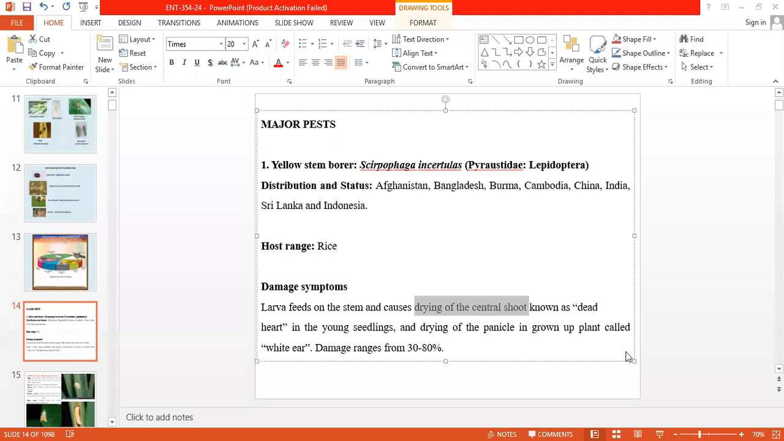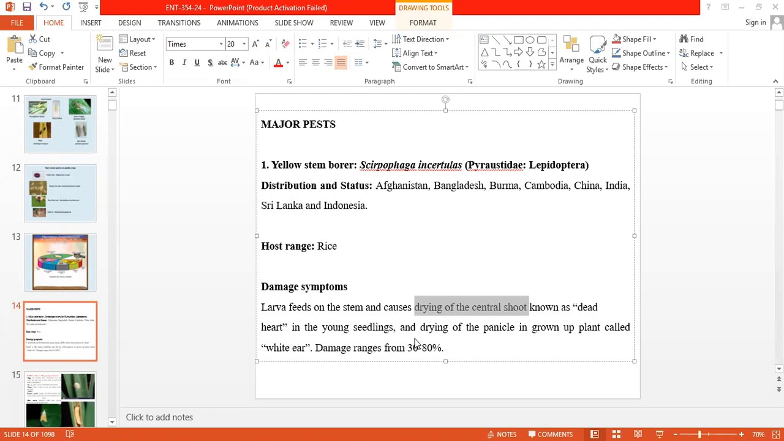Yes sir, in that yellow stem borer, mainly two types of symptoms are found due to the infestation of the larva. First is the dead heart symptom, and second is the white ear symptom, due to the infestation of the larva. Dead heart symptoms are mainly found due to infestation by that larva, particularly on the stem. Initially that larva bores the stem and eats the inner content of the infested stem, and due to that, drying of the central shoots is called a dead heart in the young seedling stage.